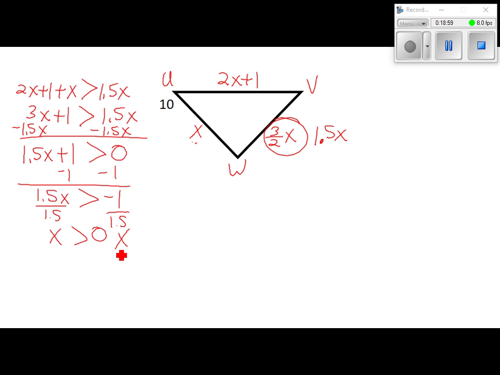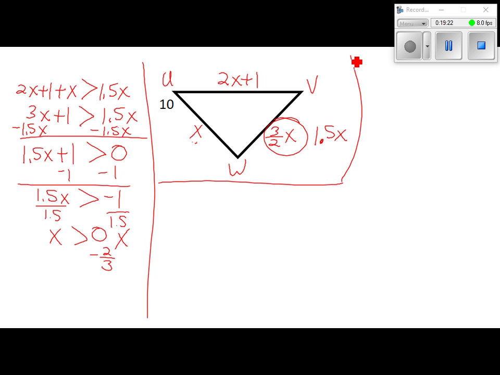If you wanted to divide that, it ends up coming out x is greater than 1 over that, what is that, 2/3, so negative 2/3. Well, knowing that x is greater than negative 2/3 doesn't really help us, because we knew that just from this right here that x had to be bigger than 0.